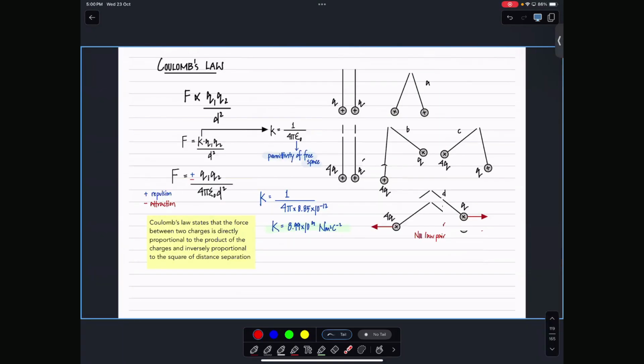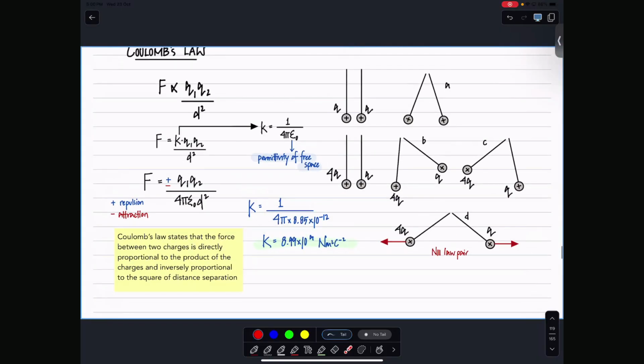Okay, so let's move on. So this is Coulomb's law. Do you have any question regarding Coulomb's law?